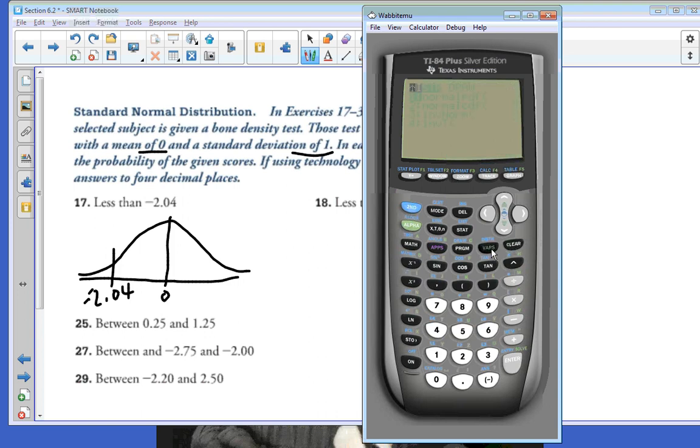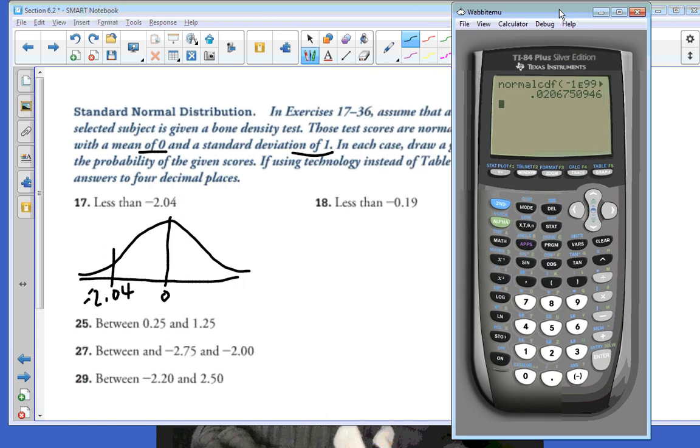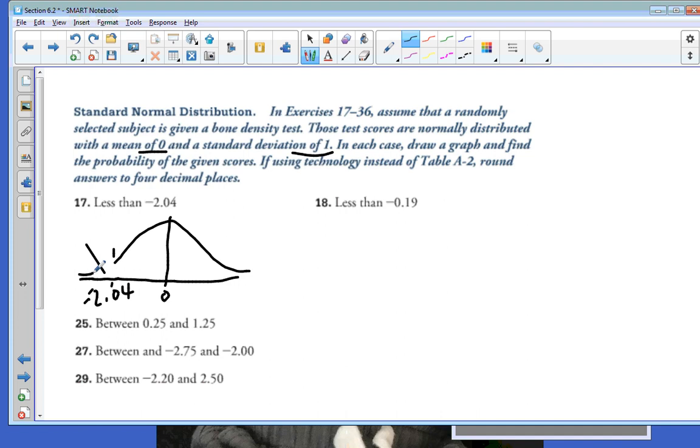So I'm going to go to my distribution and say normal curve. I'm coming all the way from the end. This is where you can put in negative 99999. My upper limit is negative 2.04. I'm going to press enter, and I find my area is 0.0207. And of course, if we highlight that area, it's that little teeny area there.